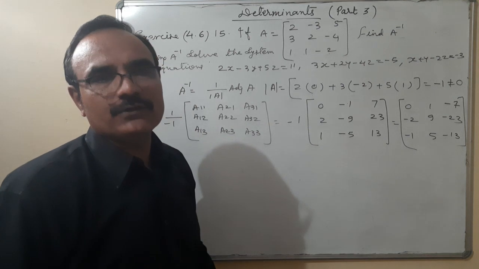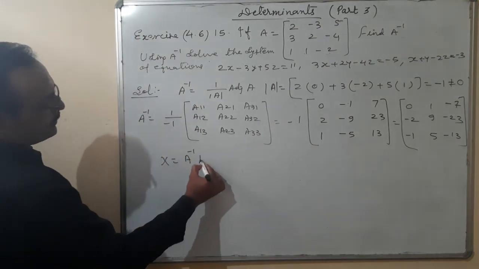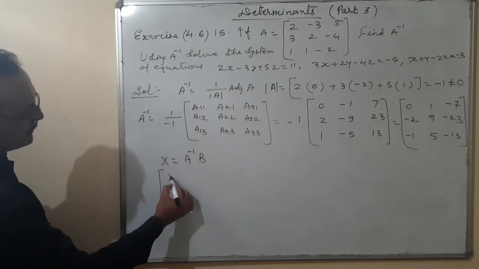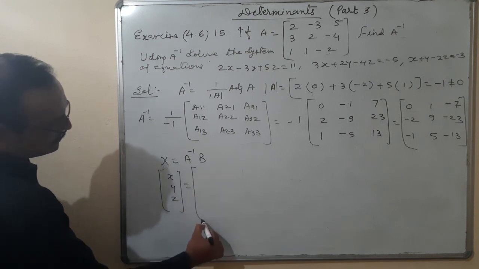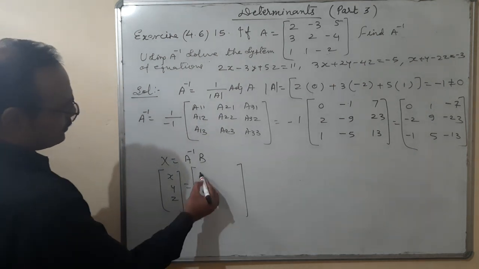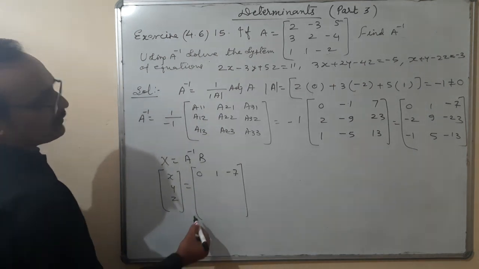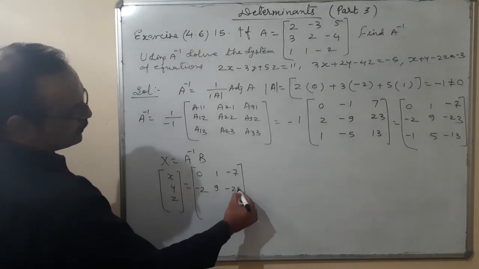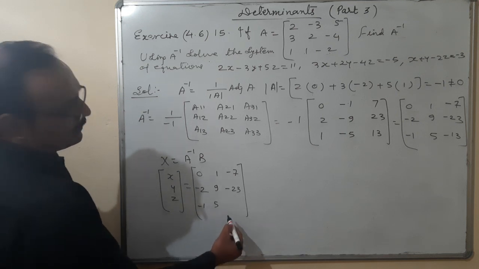Now we are finding the values of x, y, and z. X is equal to A inverse B. There is a formula: X is equal to A inverse B. X, y, z is equal to A inverse. Already we have got it. A inverse 0, 1, minus 7, minus 2, 9, minus 23, minus 1, 5, minus 30.